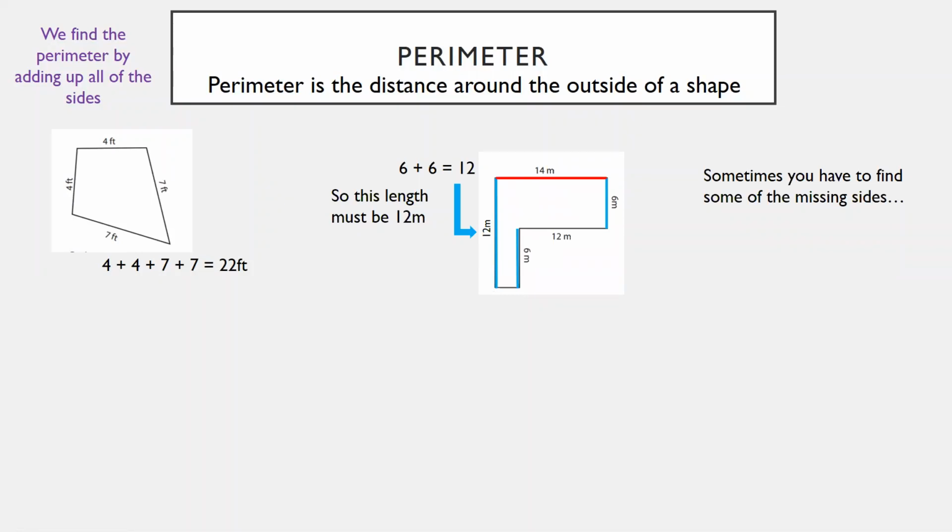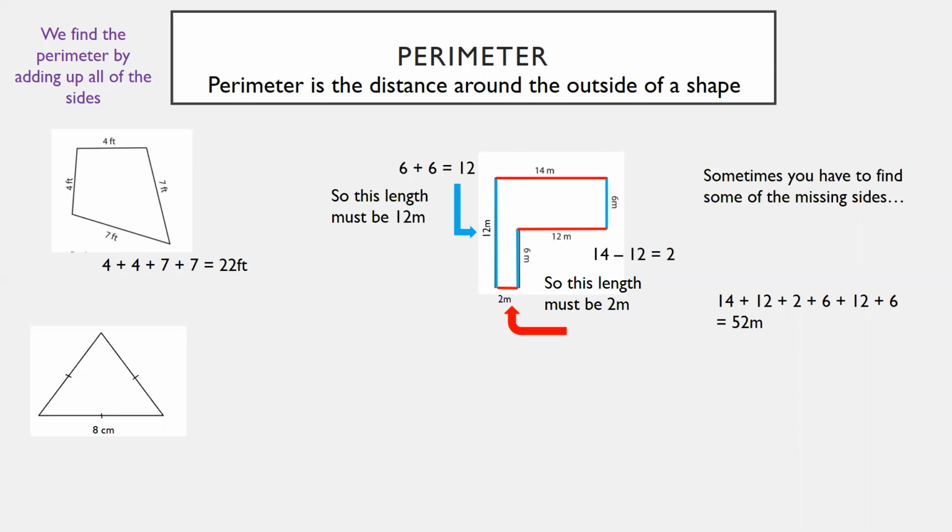And then we do the same with the horizontal ones, but this time we've been given the longest one. We've been given the whole way is 14, and then we've been told that part of the way is 12. So we must have to take them away to find the little bit. So that means that the length at the bottom must be 2 meters. Now we have all of our lengths, so we can just add them all together, and that will give us a total of 52 meters for our perimeter.